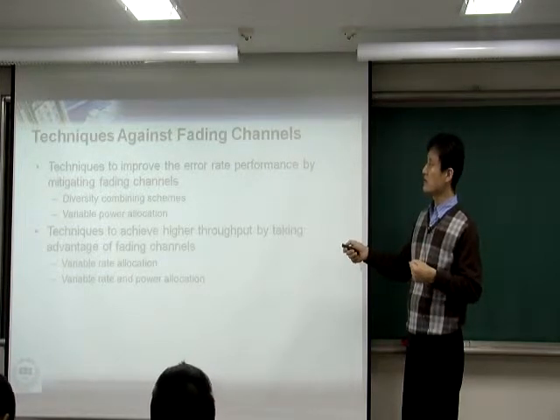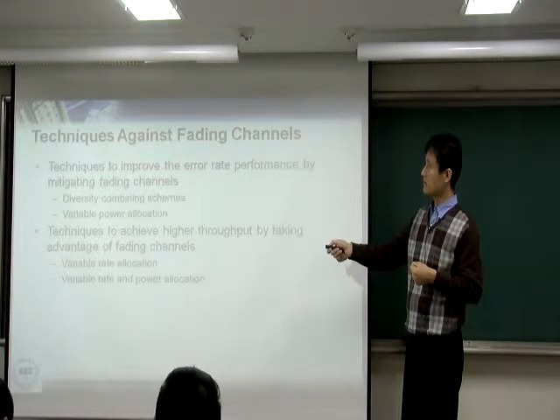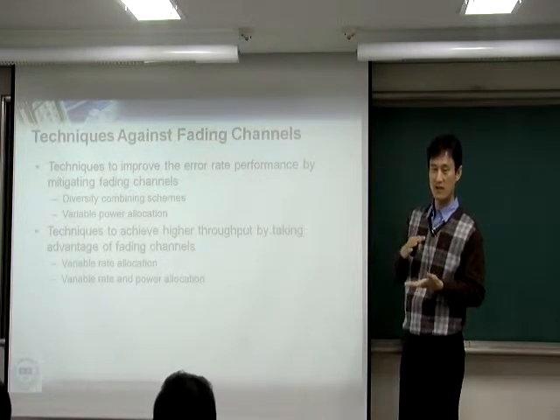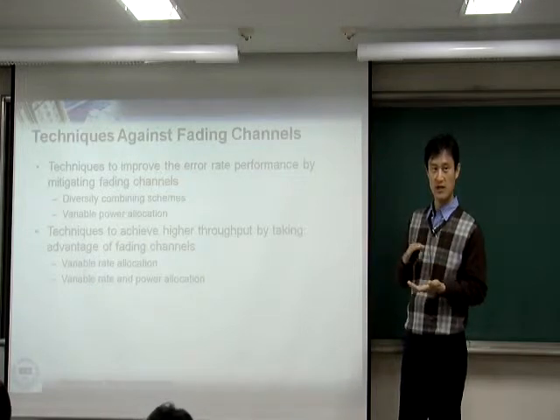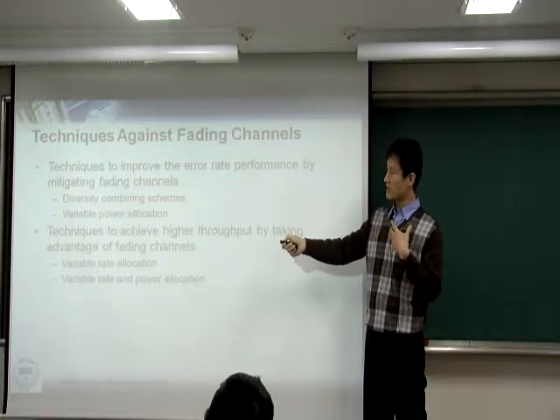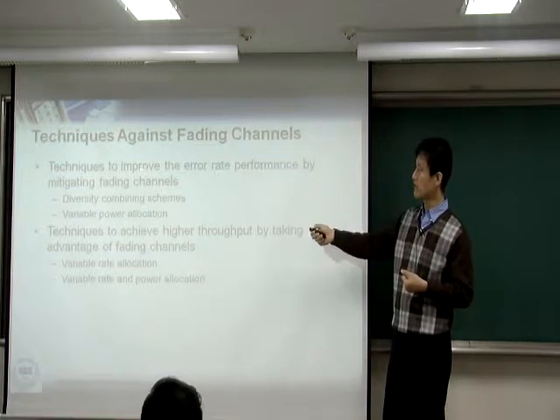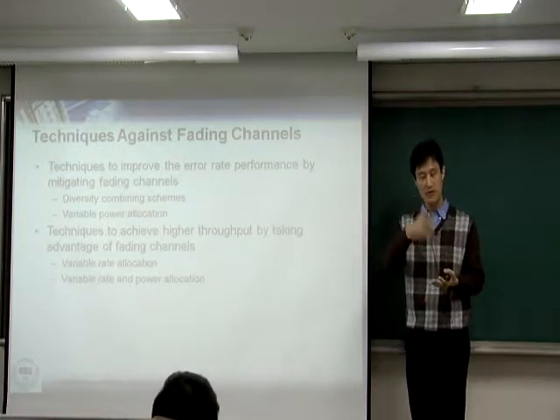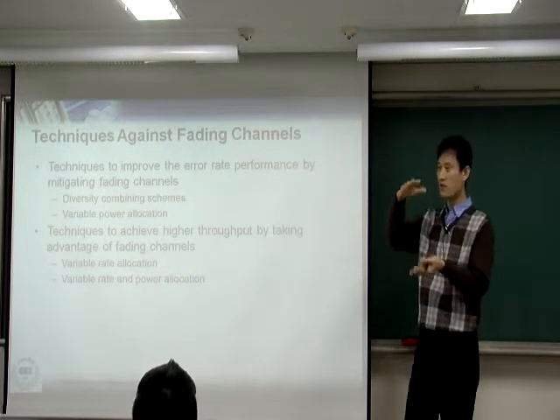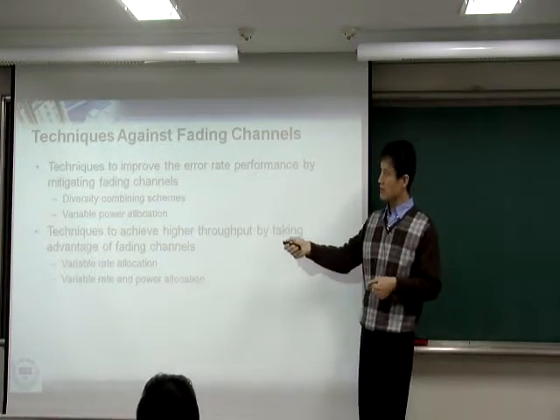So there are several techniques against fading channels. The first technique is to try to mitigate the fading channel. You try to reduce the fading effect of the channel. That's the first approach. The reason for trying to reduce the fading effect is to improve the error rate. Because whenever you have fading, sometimes you have a very, very bad error rate, right? So you want to reduce the fading, therefore you want to improve the error performance. There are several techniques of doing it.